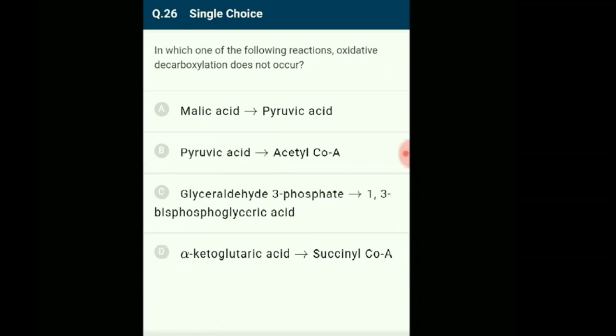Question number 26. In which one of the following reactions does oxidative decarboxylation not occur? Oxidative decarboxylation reactions are oxidative reactions in which a carboxylate group is removed, forming carbon dioxide. In this reaction, glyceraldehyde 3-phosphate gives 1,3-bisphosphoglyceric acid. Phosphorylation occurs and oxidative decarboxylation does not occur. So the answer is option C. Glyceraldehyde 3-phosphate is converted into 1,3-bisphosphoglyceric acid.